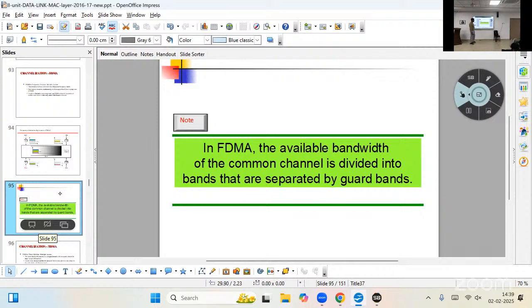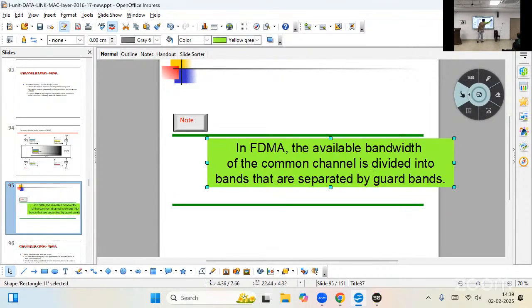Here, the bandwidth is divided into frequencies. So the data can be transmitted.